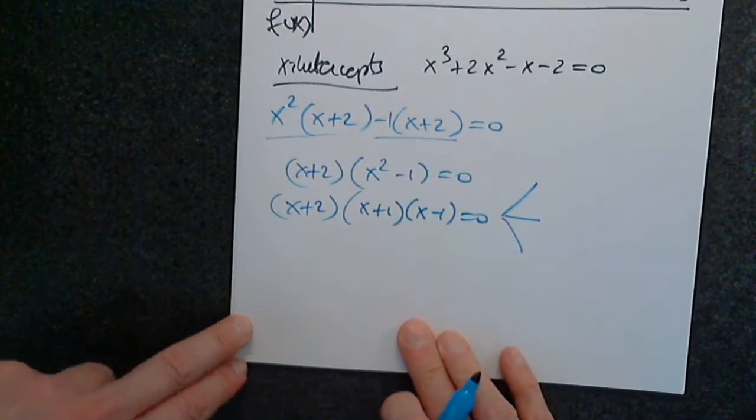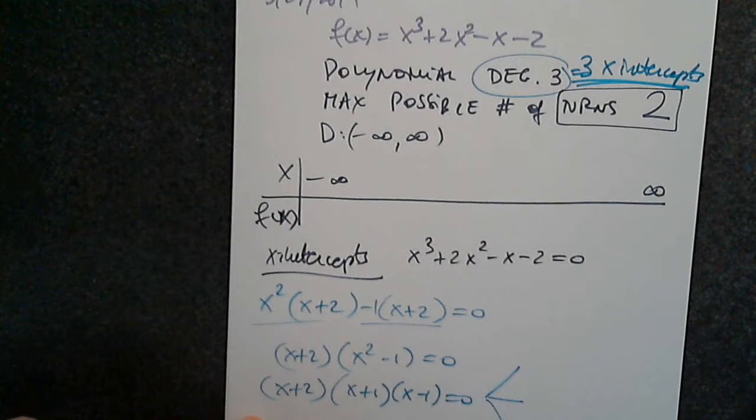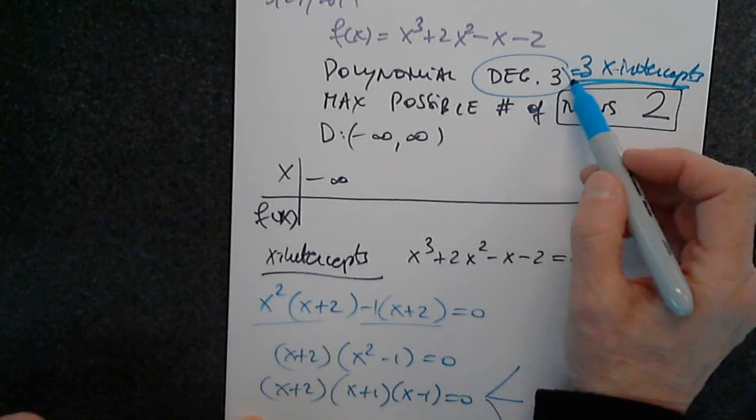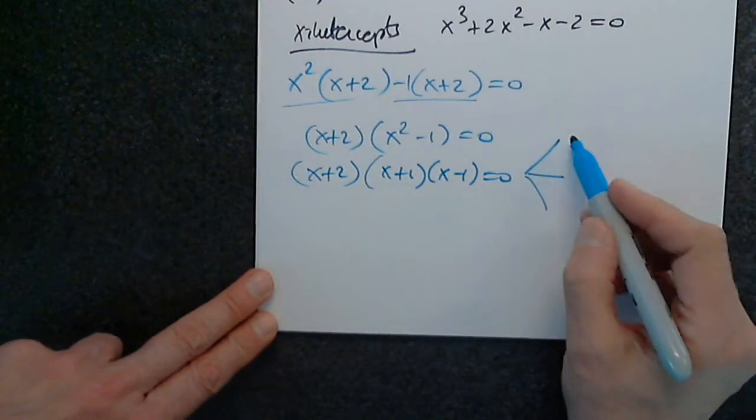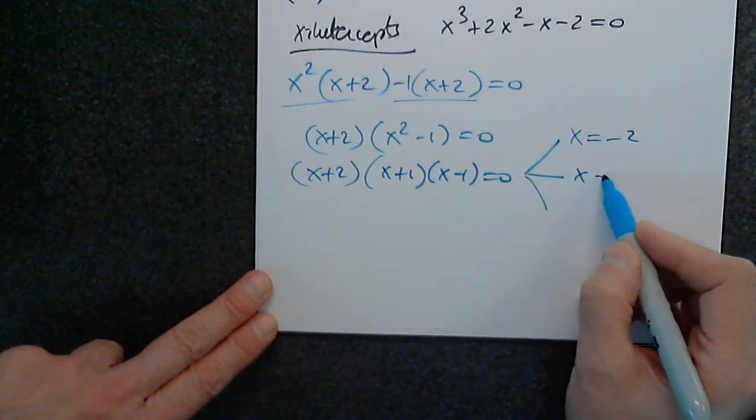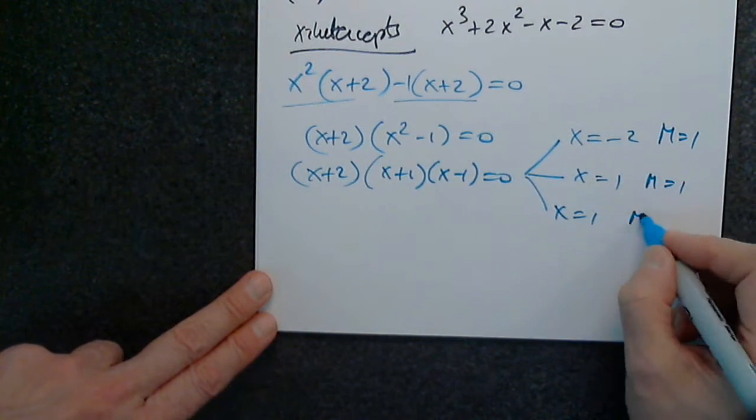Wait, can you go back up to where you wrote the... Sure. So the same with 3 x-intercepts. Mandatory. Good. So we have 3 solutions, negative 2, negative 1, and 1. They all have multiplicity 1.